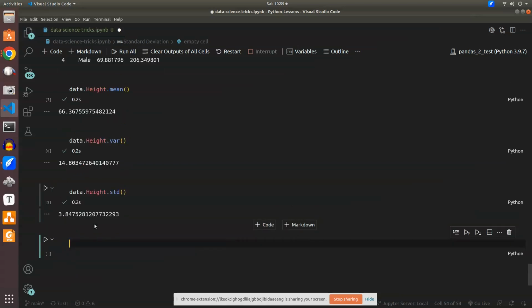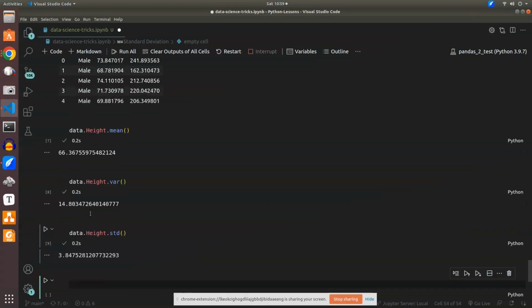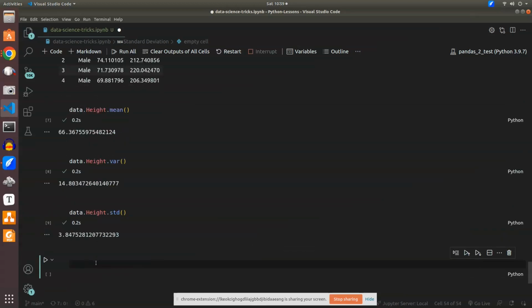Now, how is it helpful in machine learning? What does the standard deviation even mean? Let us plot the height first. How does it look in the first place? Is it following a normal distribution or not? Let's plot a histogram.